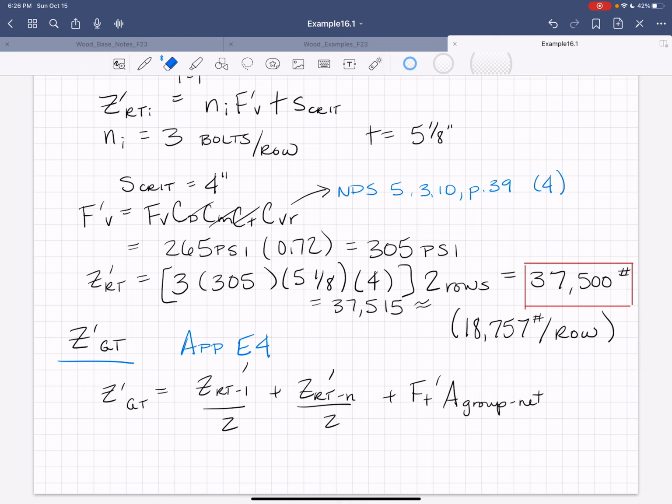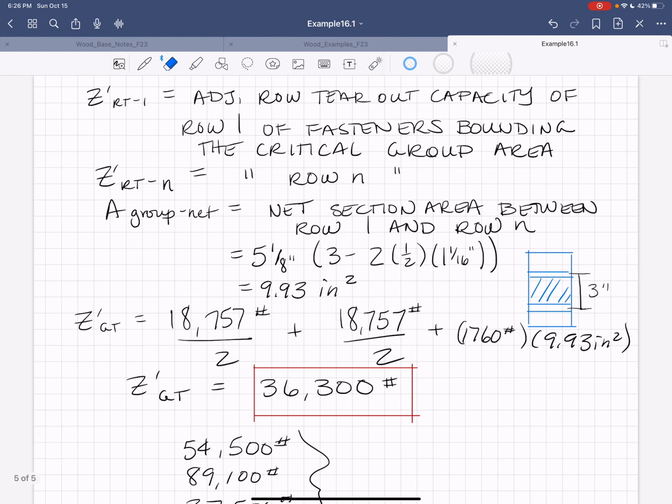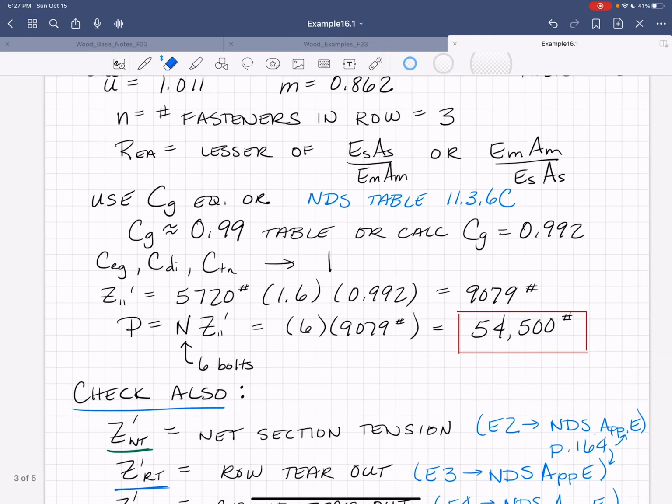basically the two boundary rows, so row 1 and row n divided by 2. So that's going to be 18,000 per row on the edge row and on the other edge row. And I'll point this out on the drawing in a minute. Plus the F sub T prime area of the group net. They write this out in the code in words in E4, but essentially this is the adjusted row tear out capacity of row 1. So that's the 18,000 something. N is basically the other edge.